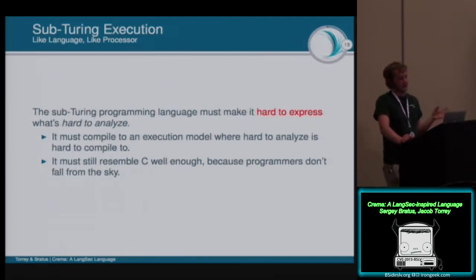You want to compile this program to an execution model where things that are hard to analyze or ambiguous are hard to program too. And we wanted to make sure that it can resemble C well enough, because programmers don't fall from the sky. They have to learn. Making this language open source and DARPA investing in this doesn't make sense if only 3 PhDs in the world can program. I don't have a PhD, so I'm one of the people who is not a PhD that can program in it. But we really want to make sure that it's easy to use so that you could start including it in at least portions of your program.